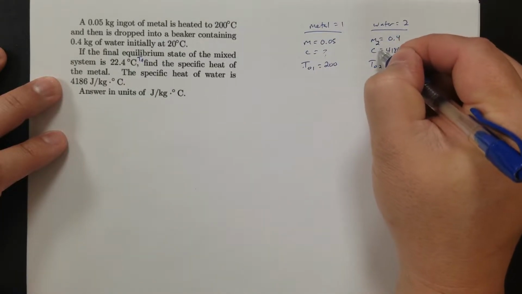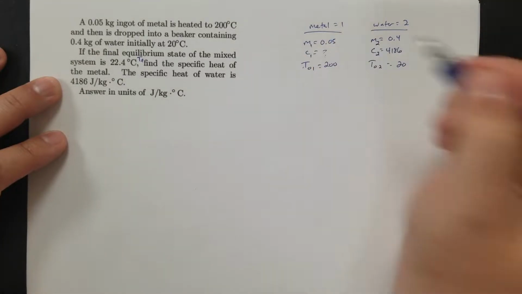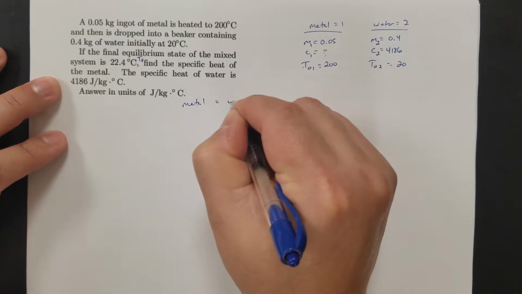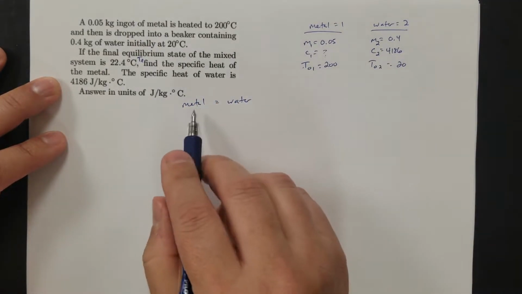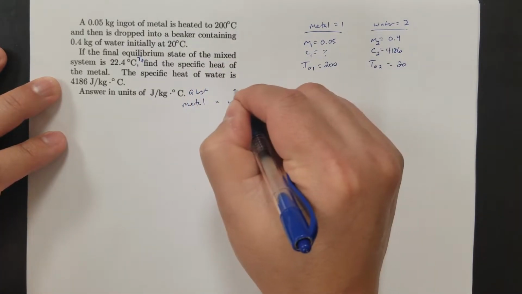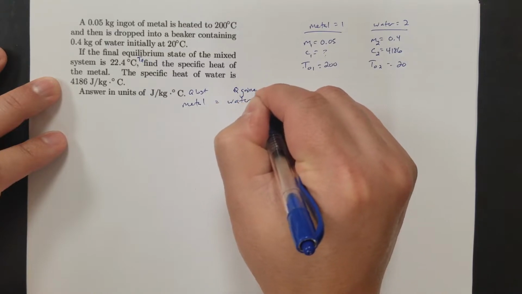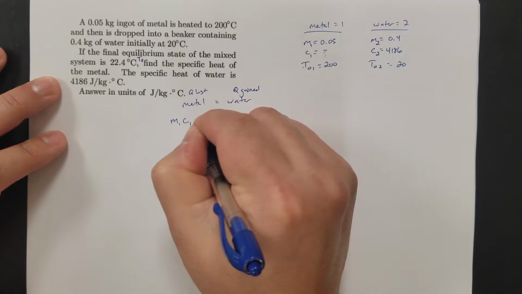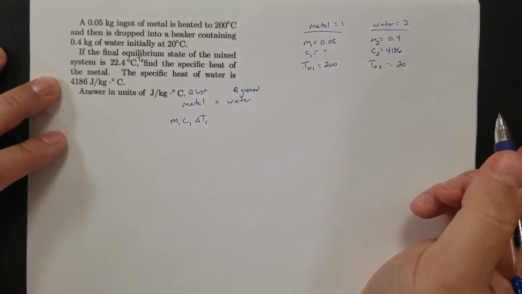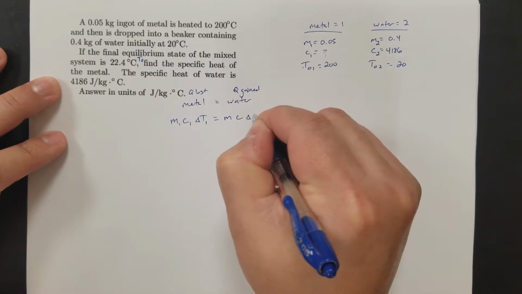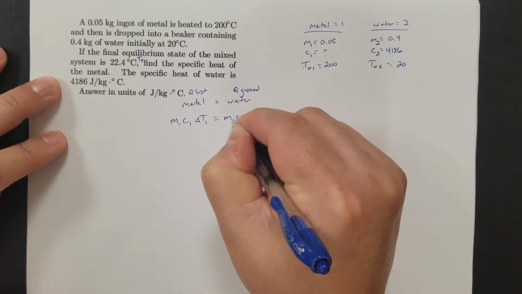So this is M2, C2, M1, C1. Okay, so metal equals water. The heat lost from the metal, the Q lost from the metal equals the Q gained by the water. So MC delta T for the lost from the metal, right, equals MC delta T for the water.